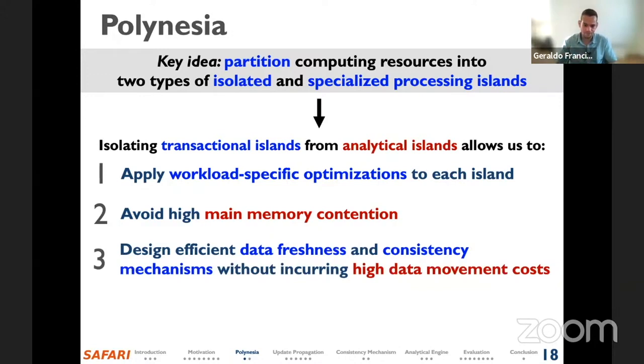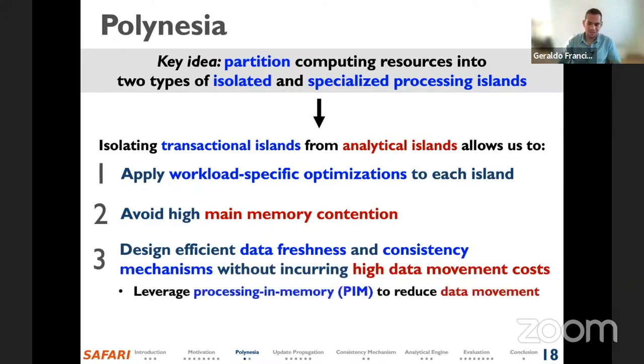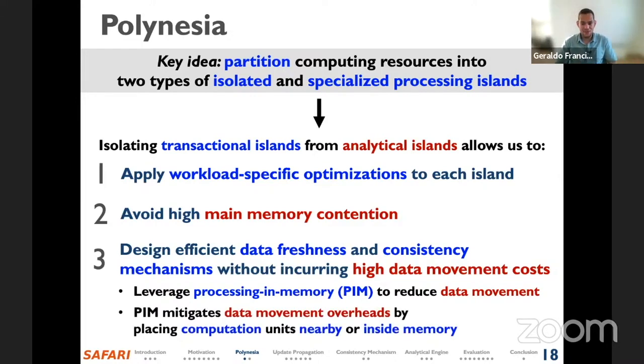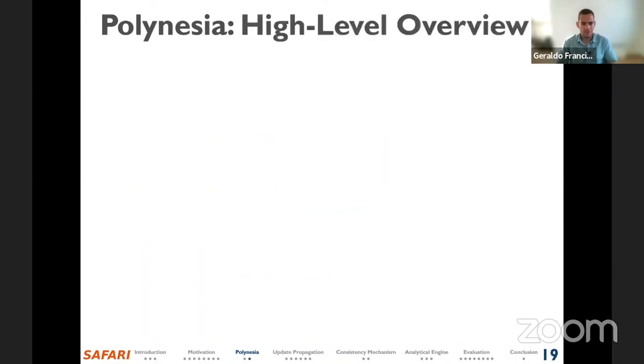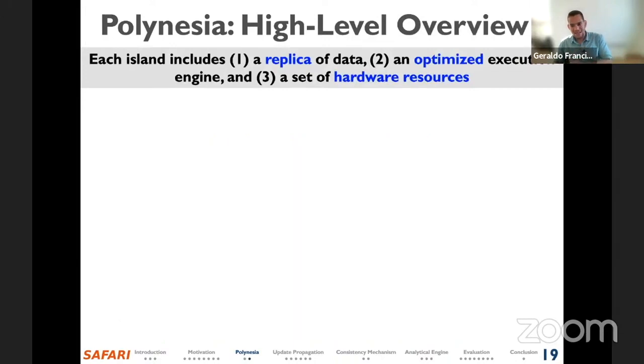while maintaining data movement overhead at low cost. Polynesia leverages processing-in-memory techniques to reduce the data movement caused by data freshness and data consistency mechanisms. Processing-in-memory can mitigate such overheads by adding computing units near or inside the memory device. In this case, we are going to use a 3D-stacked memory device. Based on the concept of processing islands, we propose Polynesia, a hardware-software co-designed HTAP system. Polynesia includes tailored transactional and analytical islands that include a replica of the data, optimized execution engines, and a set of specialized hardware resources. Next, I'm going to briefly describe the main components of Polynesia.